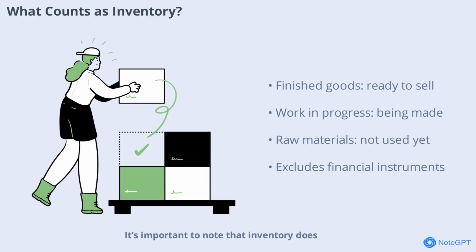It's important to note that inventory does not include financial instruments or biological assets, which are covered by other standards. By knowing exactly what counts as inventory, businesses can apply IAS 2 correctly and avoid costly mistakes.